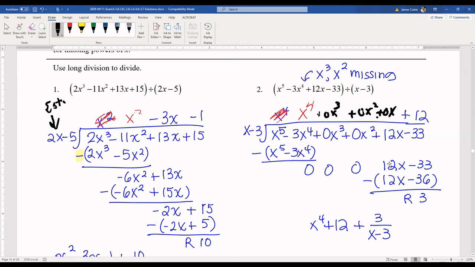Finally, I bring down the 12x. Okay. And I also bring down the negative 33. x goes into 12x 12 times. So I multiply by 12. I have a remainder of 3. So my answer is x to the 4th plus 12, because we don't have to show these 0 terms, plus x over x minus 3.